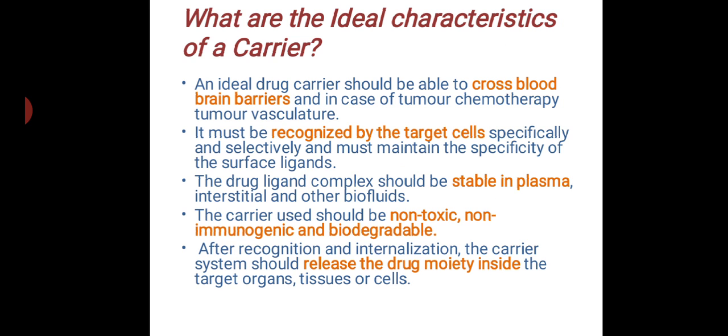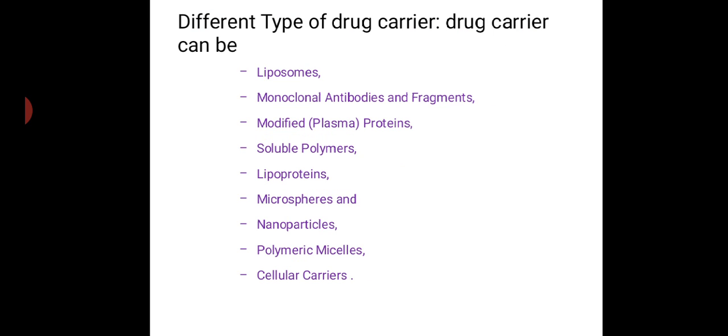What are the characteristics of a carrier? If the target is within the brain, it should be able to cross the blood-brain barrier. It must recognize the target cell. This carrier should be able to recognize the target cell. It should be stable in the plasma. It should be non-toxic, non-immunogenic and biodegradable. It should release the drug moiety inside the target cells. So these are some of the characteristics of the carrier system.